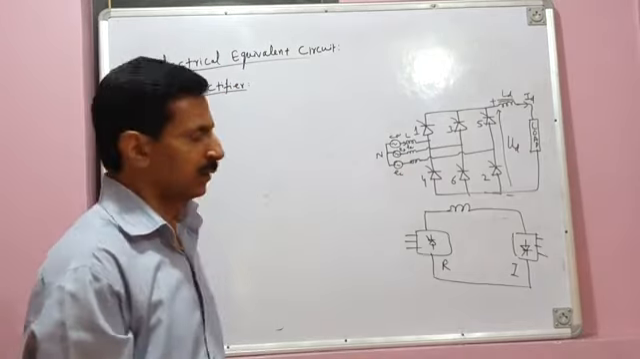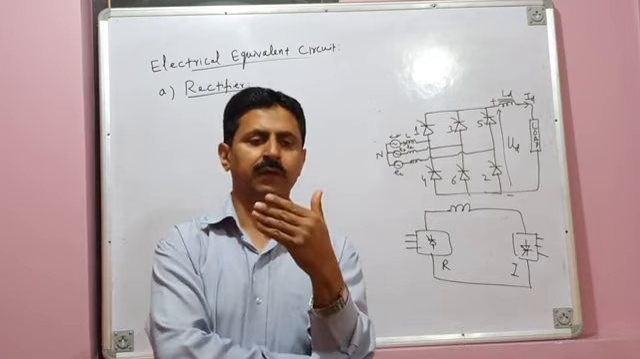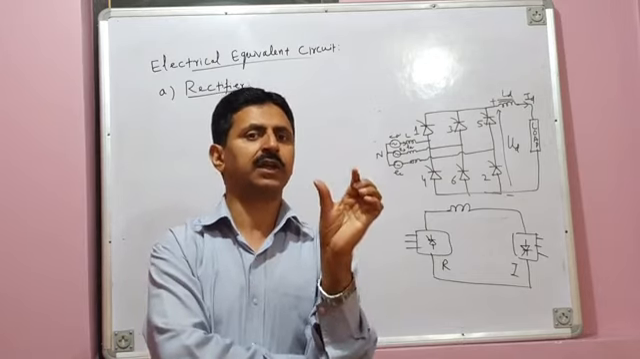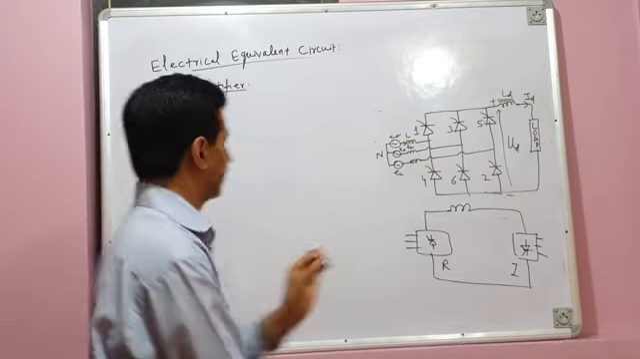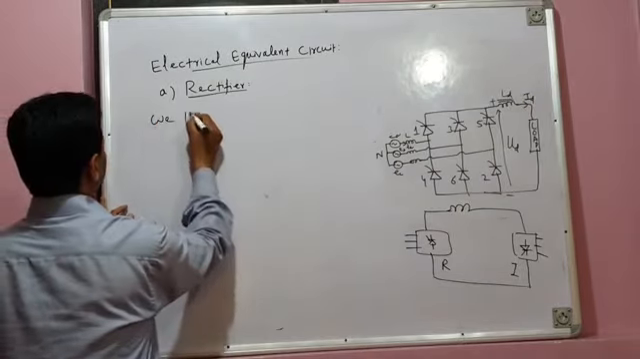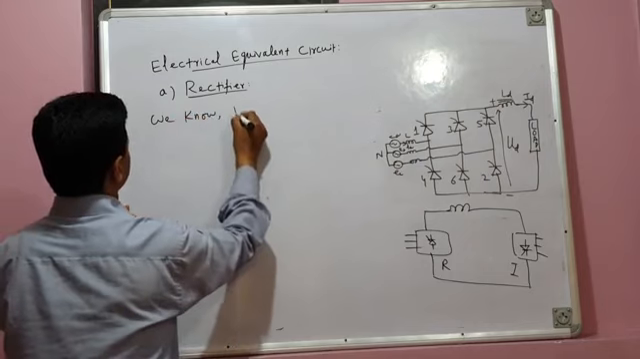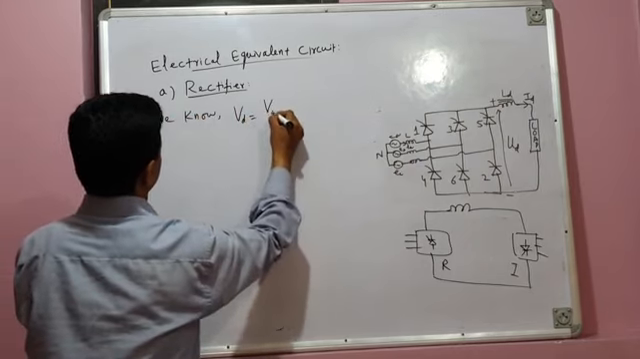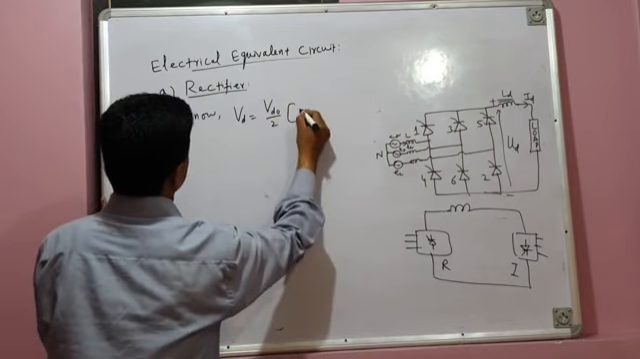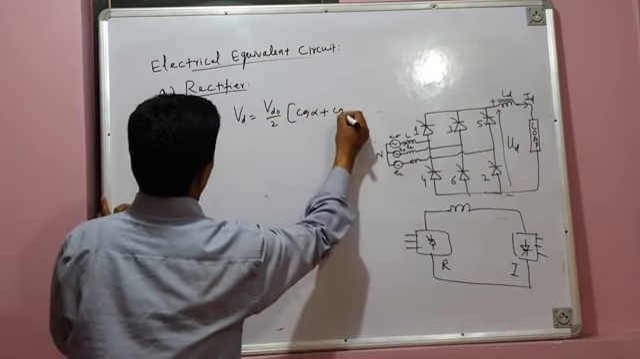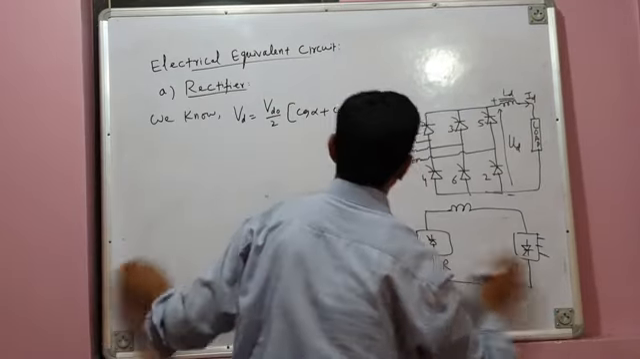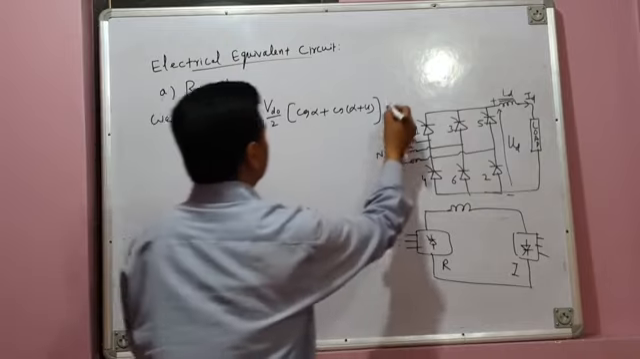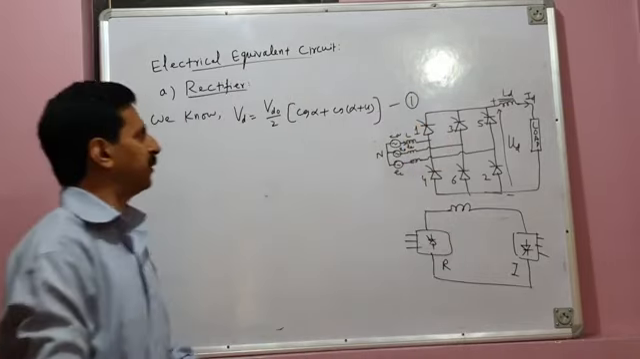Now we know that just a few moments back we derived the mathematical expression for the converter average output voltage when it is working in mode 1 with commutation overlap. Mode 1 means U less than 60 degrees. So I will write here, we know the converter average output voltage Vd is equal to Vd0 by 2 times (cos alpha plus cos(alpha plus U)). Just a few moments back we obtained this mathematical expression. Let me call this equation 1.